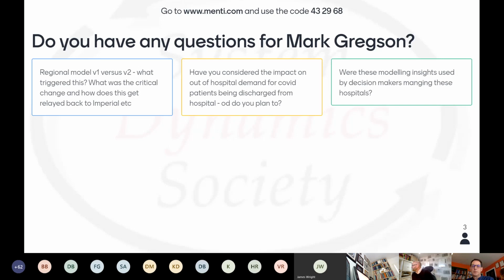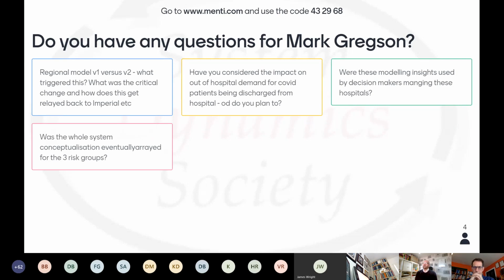Were these modelling insights used by decision makers managing these hospitals? Yes. We don't produce two outputs a week now, but in the early stages we were, and they were reports being sent to all decision makers across the system. The feedback we got was that the reports were useful. It's difficult to know, we'd have to speak to them directly to understand what had necessarily changed in their decision making.